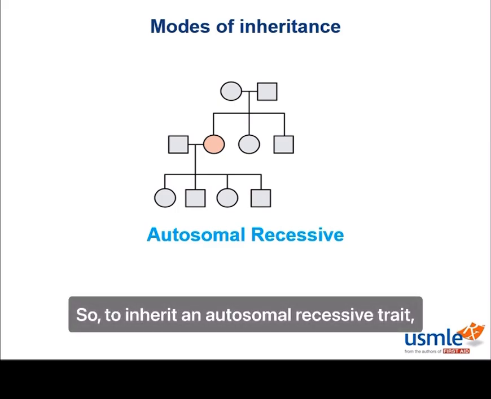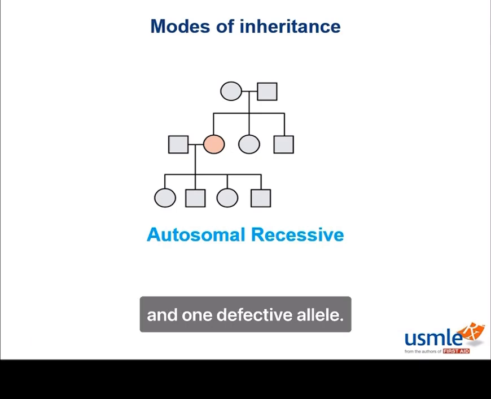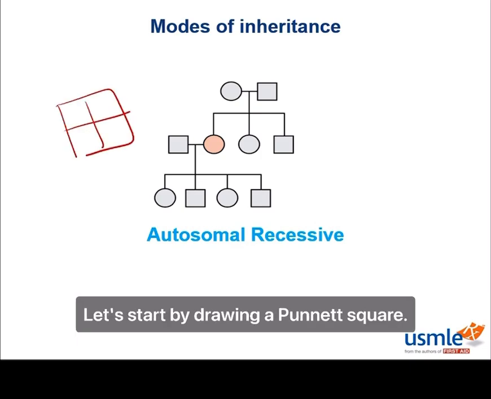So to inherit an autosomal recessive trait, both parents have to at least be carriers, which means they have to have one functional allele and one defective allele. So they don't have the disease, but they can pass it on to their offspring. So let's start by drawing a Punnett square.